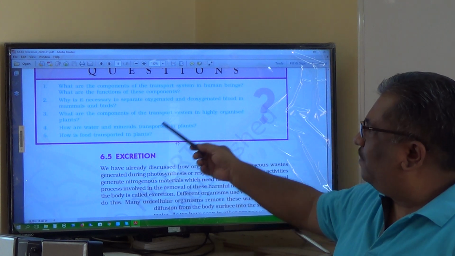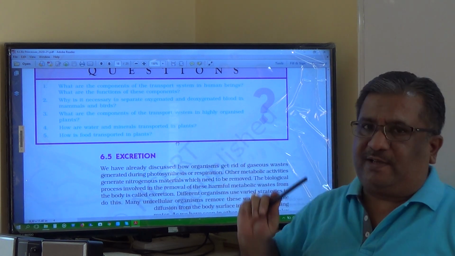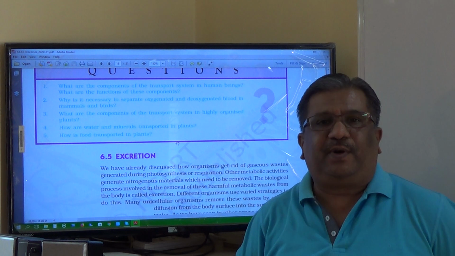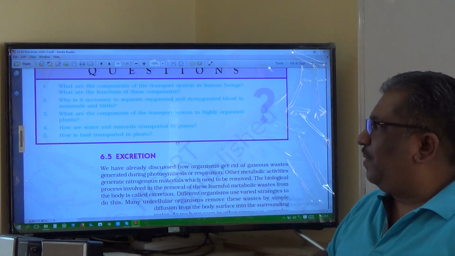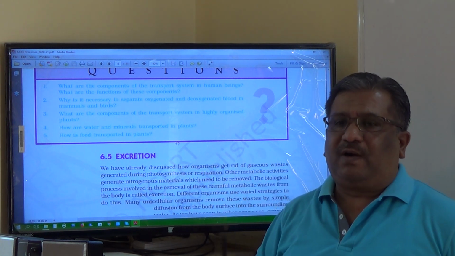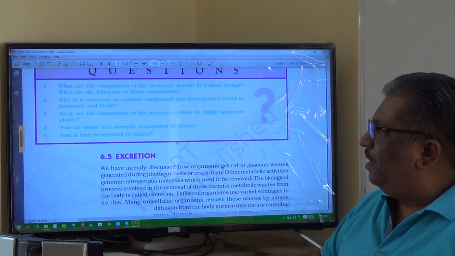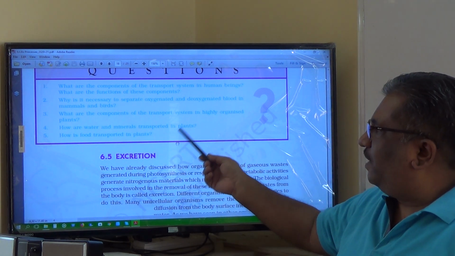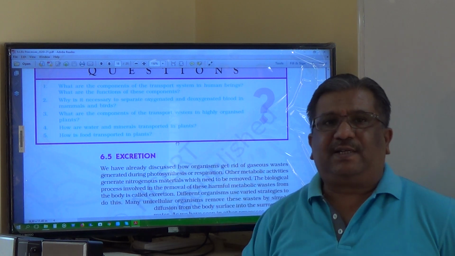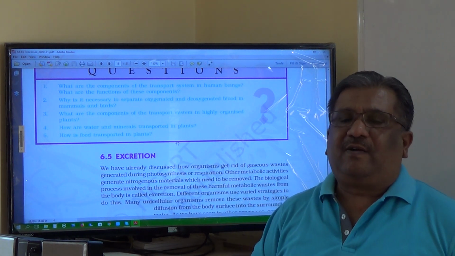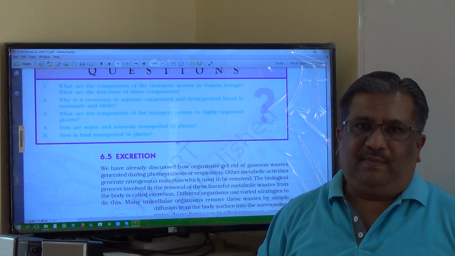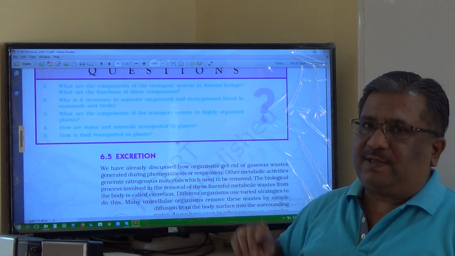What are the components of the transport system in highly organized plants? Xylem and phloem are the components in highly organized plants. Xylem transports water and phloem transports food. How are water and minerals transported in plants? Water and minerals are transported in plants by means of a complex conductive tissue called xylem, isn't it? So how is it transported?